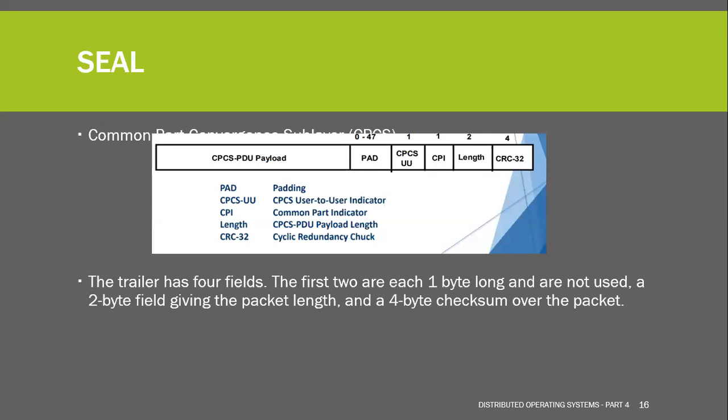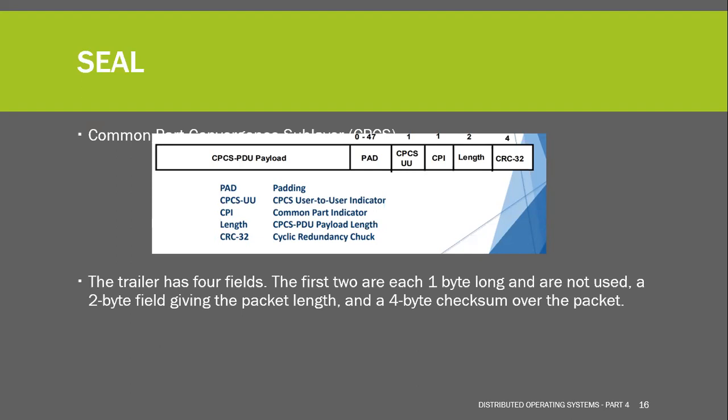SEAL. We will focus on the SEAL due to its simplicity. It uses only one bit in the ATM header, one of the bits in the payload type field. This bit is normally 0, but is set to 1 in the last cell of a packet. The last cell contains a trailer in the final 8 bytes. In most cases, there will be some padding with zeros between the end of the packet and the start of the trailer.